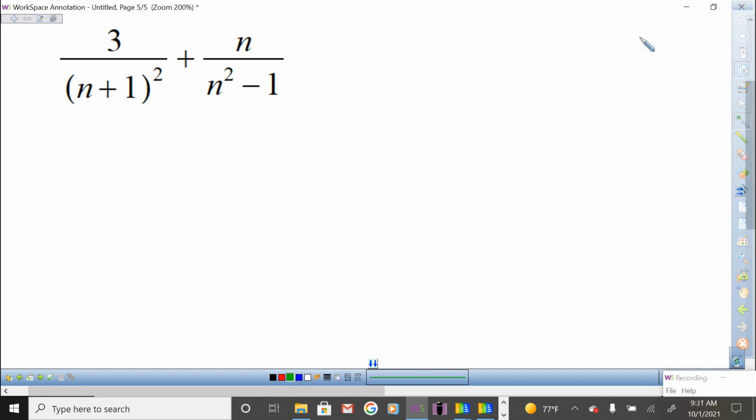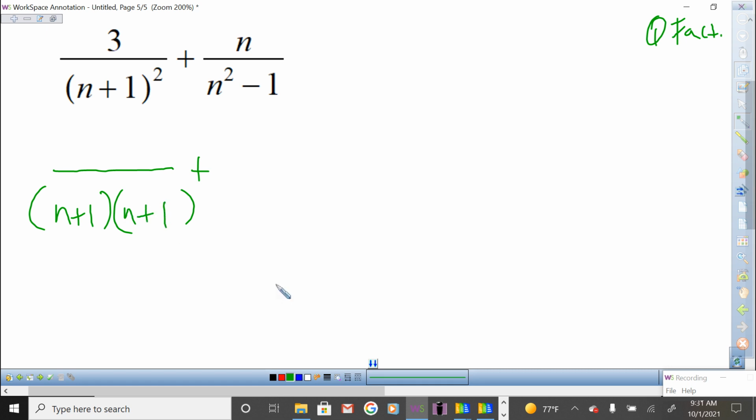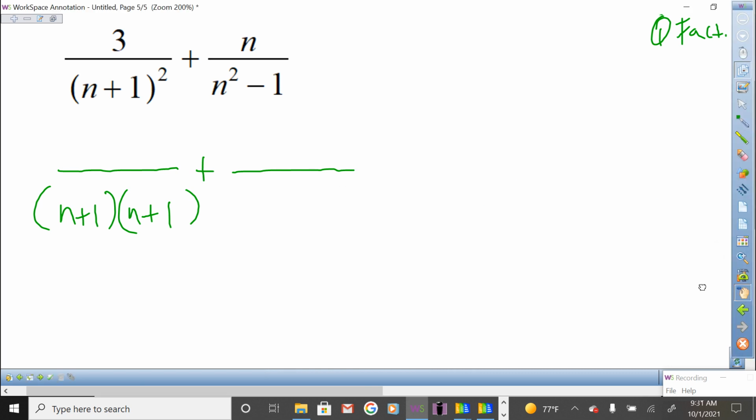Anyway, here we go. Step 1. Factor the denominators. All right, this is going to be an easy one. So how do we write this in factored form if it's to the second power? Tell your neighbor, how would we write this in factored form? Yeah, n plus 1 times n plus 1. You're like, what? I know, right? Okay.